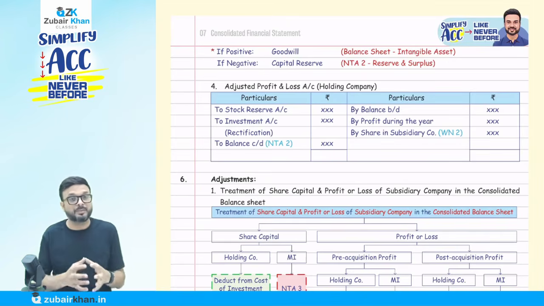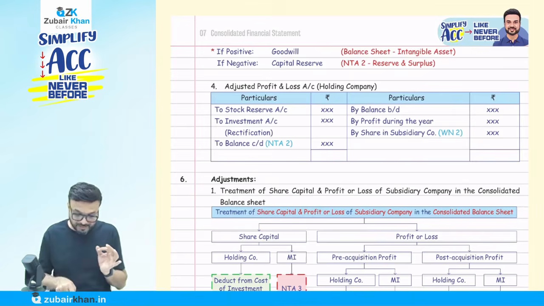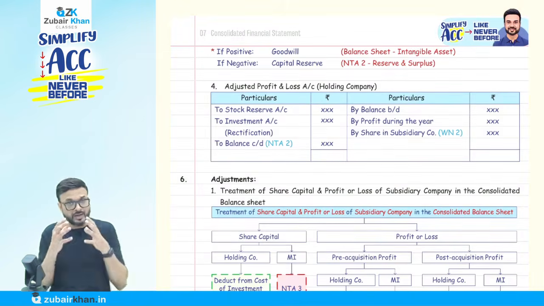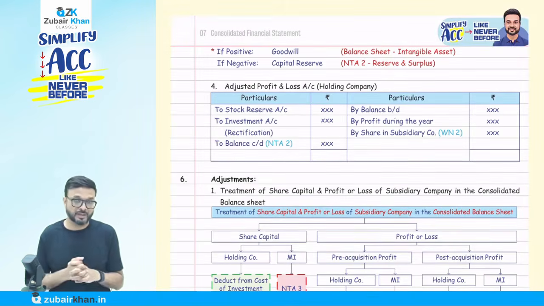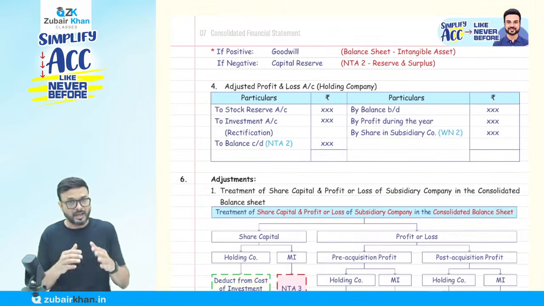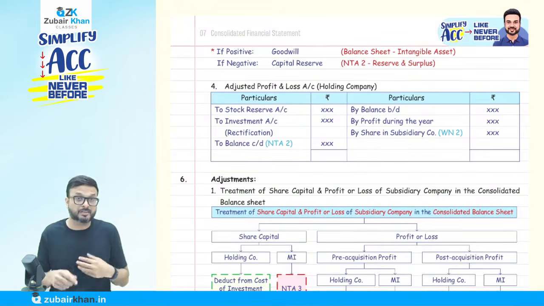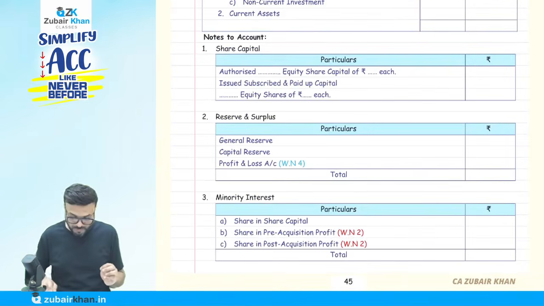So what we do is make a working on number 4, the adjusted P&L account of the holding company. We write down whatever balance is given in the balance sheet, and whatever adjustment is given, we do the adjustment here, which relates to this profit. The adjusted figure that comes, we transfer to reserve and surplus. That comes from working number 4.